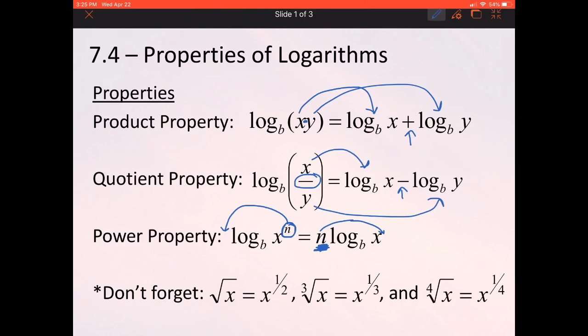And then lastly, I just added here, don't forget, when you have a square root or a cube root or fourth root or any root, we can actually write it as an exponent instead, and that will be helpful when we use the power property. So if you see a radical, rewrite it as an exponent, and then you can use that property.